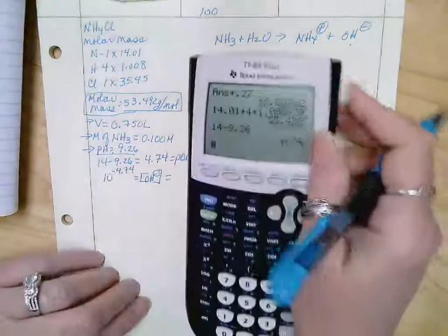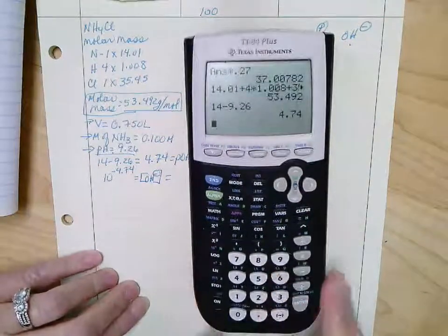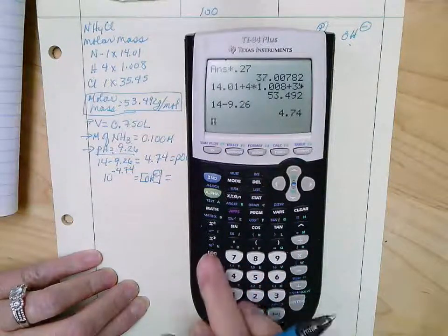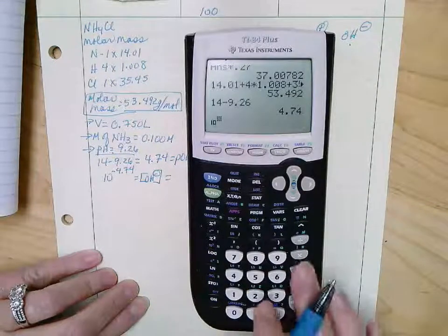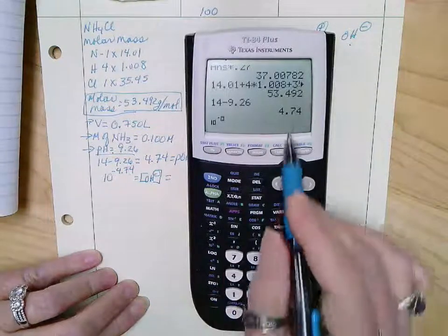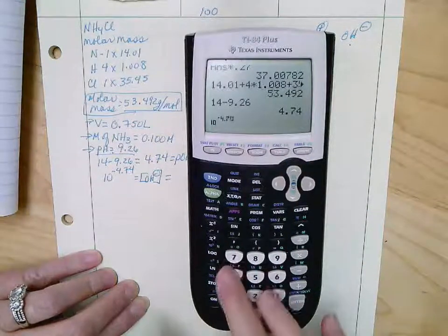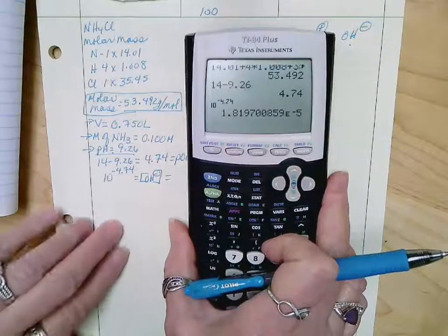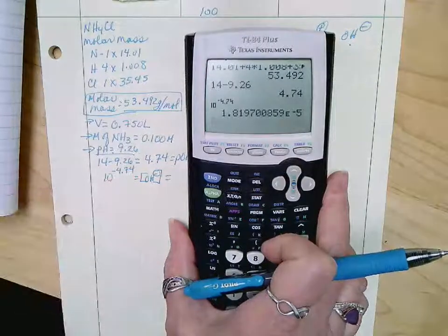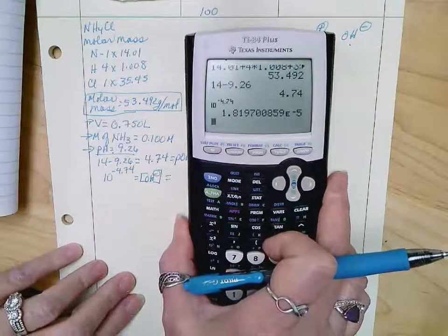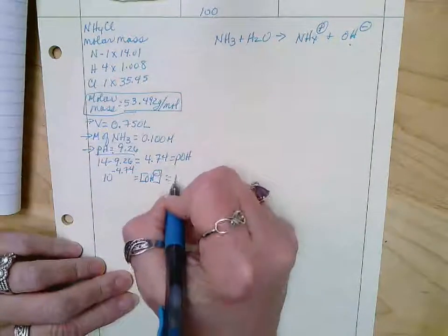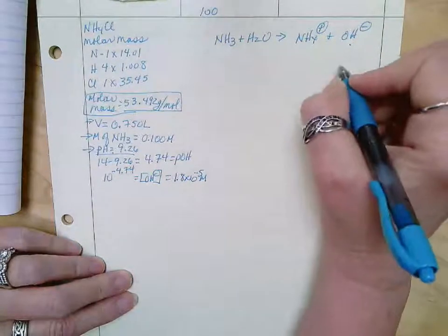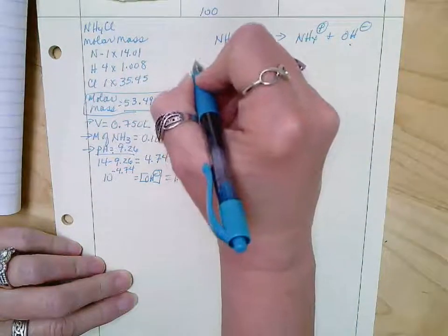So let's do that on the calculator so you can see it. We're going to hit the second button. We're going to hit the log button because I want that 10 to the x. Then I'm going to hit the negative sign, not the minus sign. And then I'm going to put in this answer that I just calculated. Equals, and I get 1.82. My pH only has two significant figures, so 1.8 times 10 to the negative fifth. And that's my molarity of hydroxide ion concentration. And this is what it's going to be at equilibrium, right?